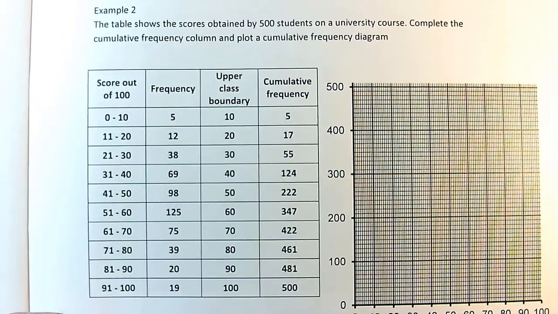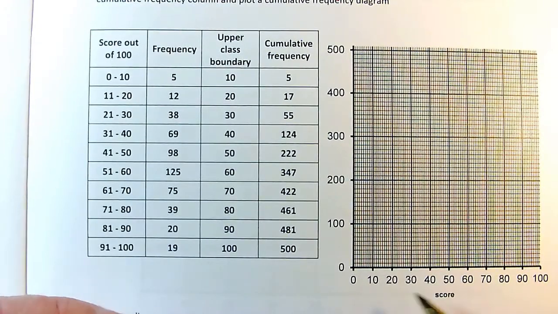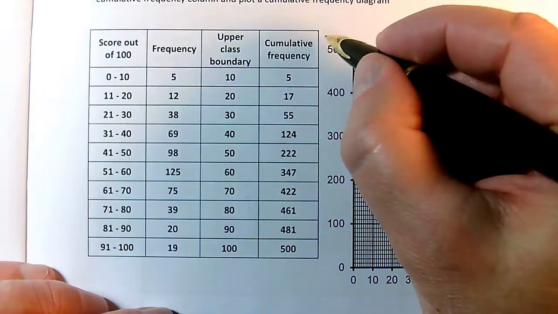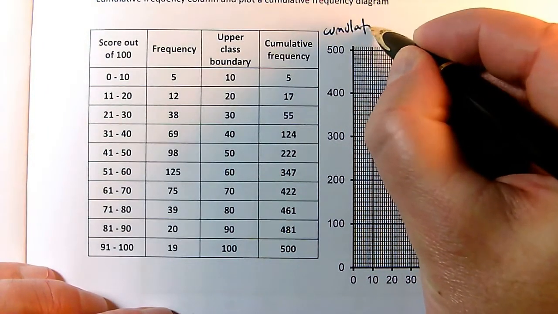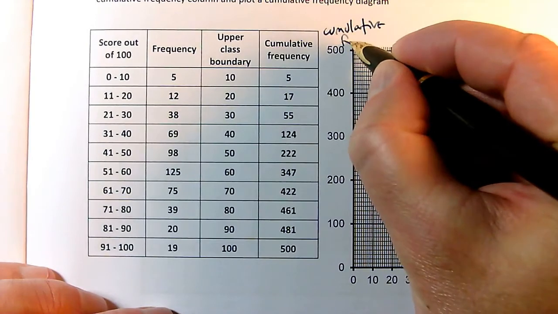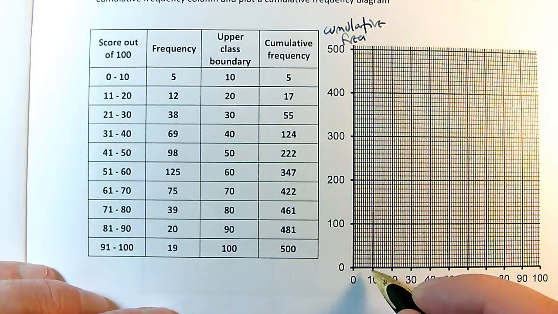Now that's going to be a score, so we've got exam scores on the x-axis, okay, and it's always cumulative frequency. This should be named cumulative frequency on the y-axis. It should always be labelled. So our first one was for an upper class boundary of 10. I need to plot the value of 5, which on this scale is about there.